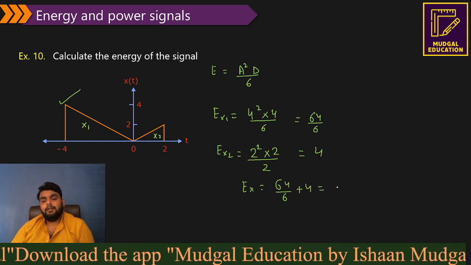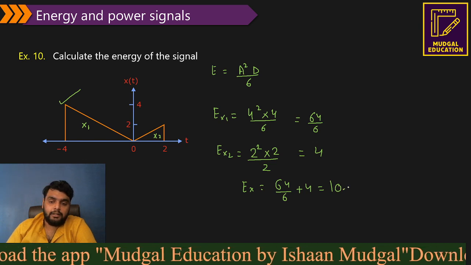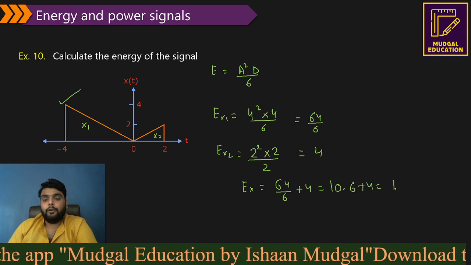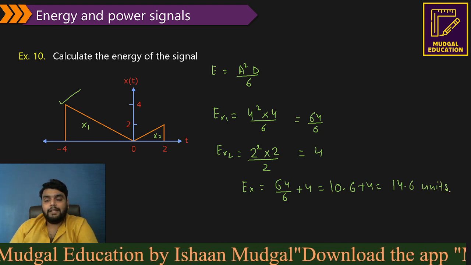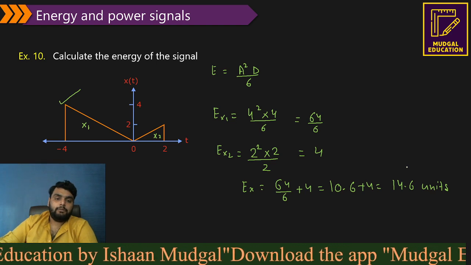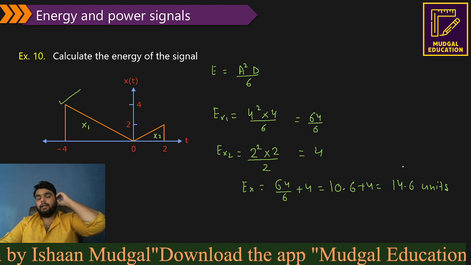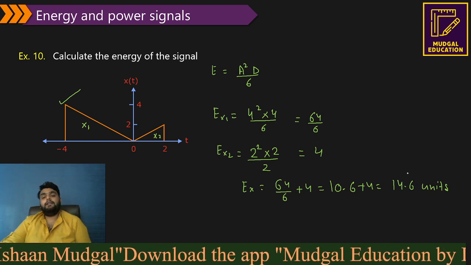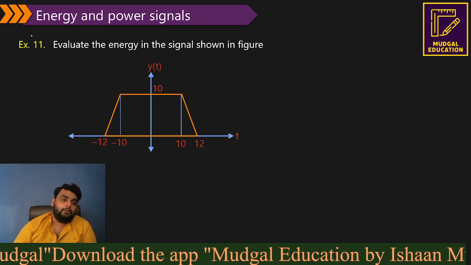Let's convert into decimal. So 6 times 10 is 60, 64 minus 60 is 4, 6 times 6 is 36, plus 4. So 14.6 units. If you find any calculation mistake, you can tell me in the comment section. So it will be 14.6 units. Simple question, simple answer, and you can see without going into much calculation, you can find the answer easily.